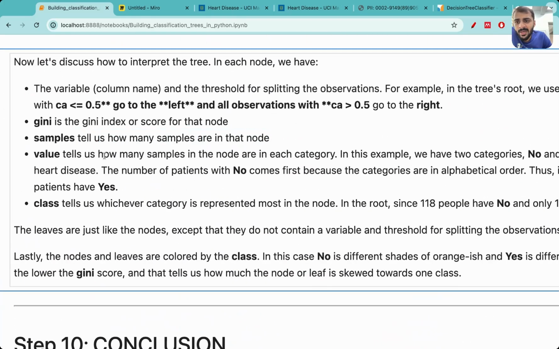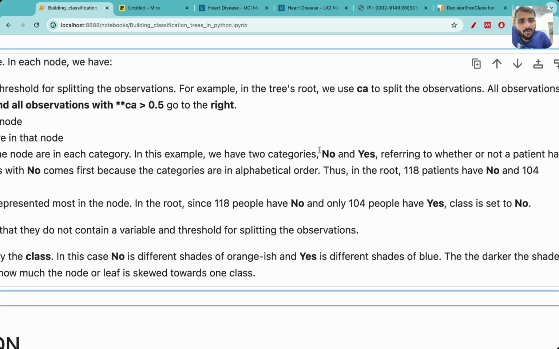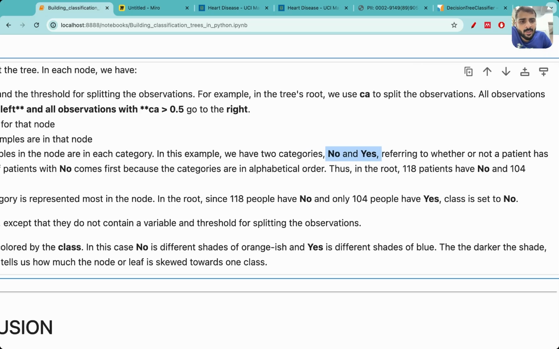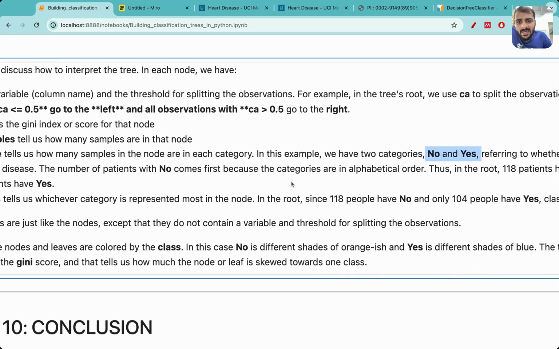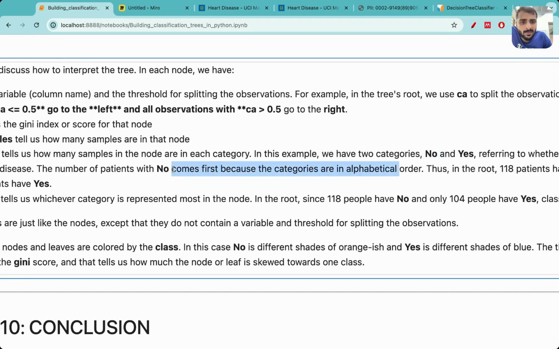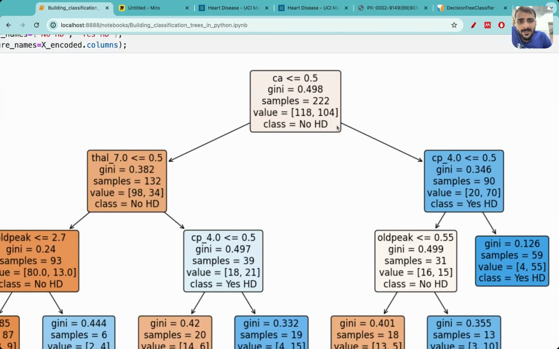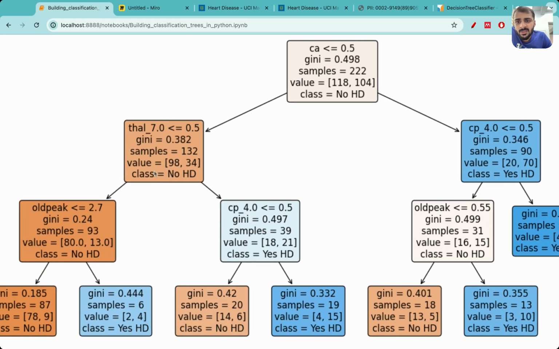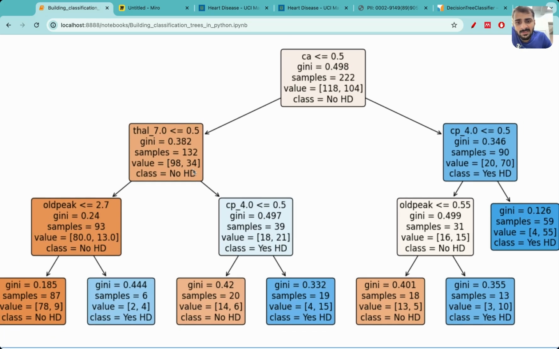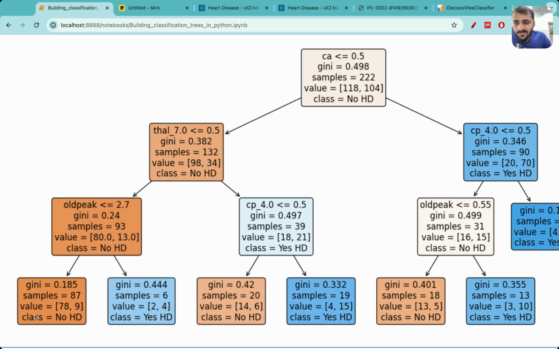Okay, then the last thing to look at is value. Value tells us how many samples in the node are in each category. In this example, we have two categories, no and yes, referring to whether or not the patient has heart disease. The number of patients with no comes first because the categories are in alphabetical order. So here you see 118 people do not have heart disease and 114 do, with this CA value. Here again 98 and 34, which means 98 do not have heart disease and 34 do. The orange ones have the class no heart disease, and the blue ones do have heart disease.